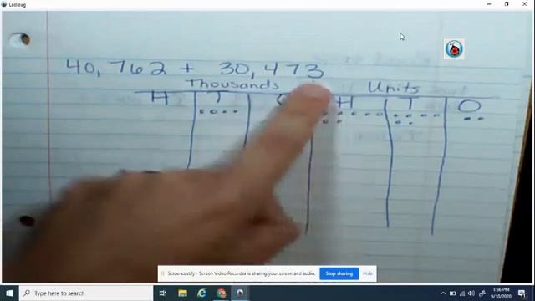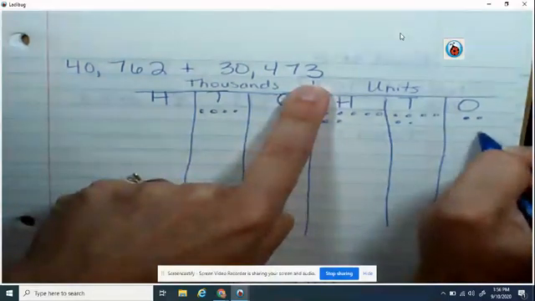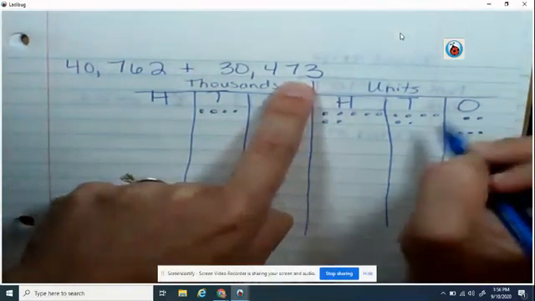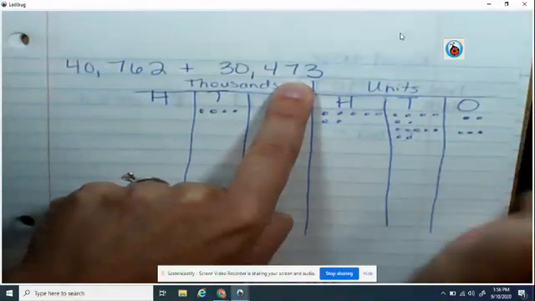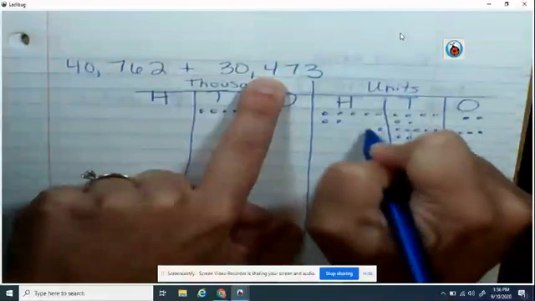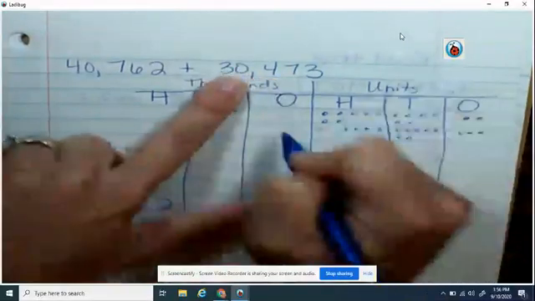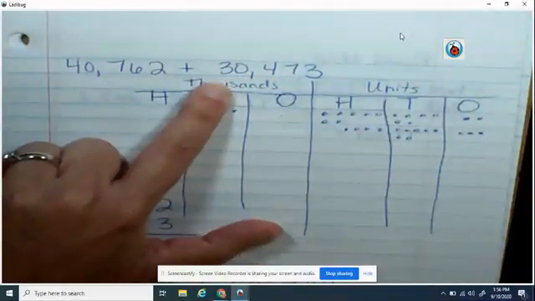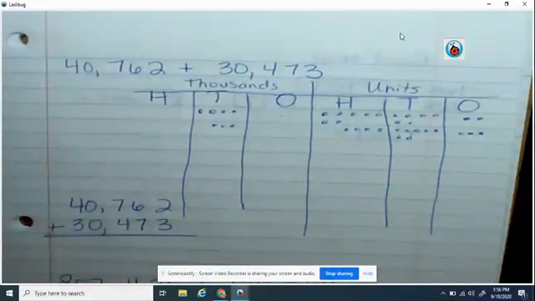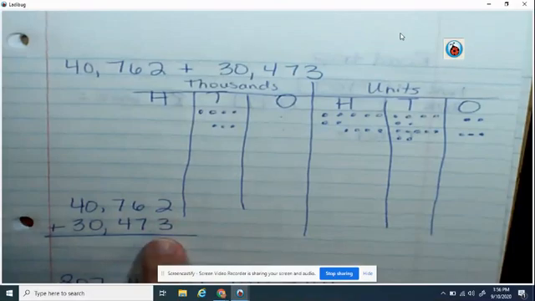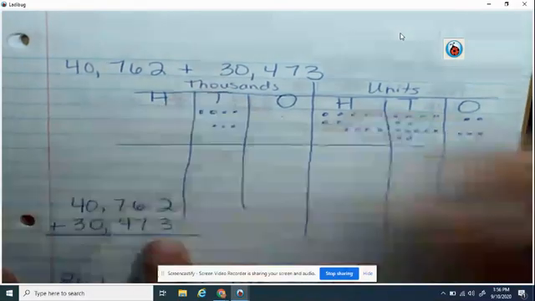Let's do this number. All right, let's do 1, 2, 3, and then 1, 2, 3, 4, 5, 6, 7. 1, 2, 3, 4. Nothing in the thousands place, and then 1, 2, 3. Okay, so now I need to start with my ones. Okay, and I'm going to look here. And I'm going to look here.